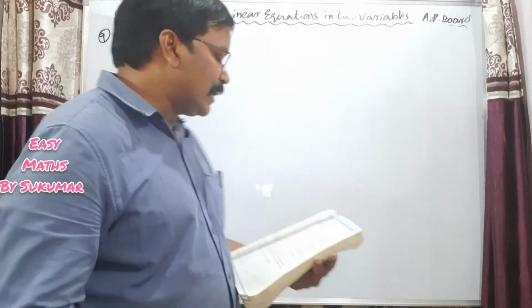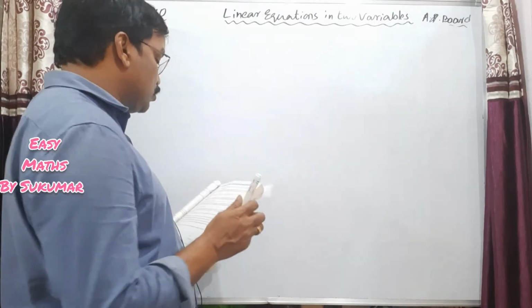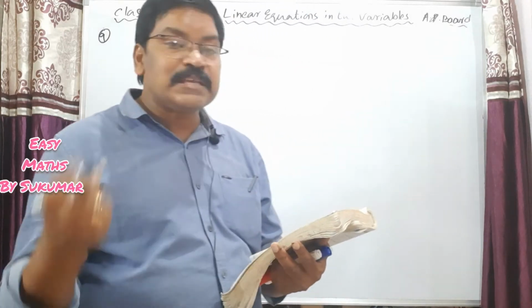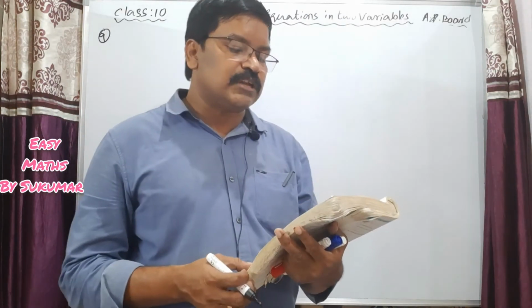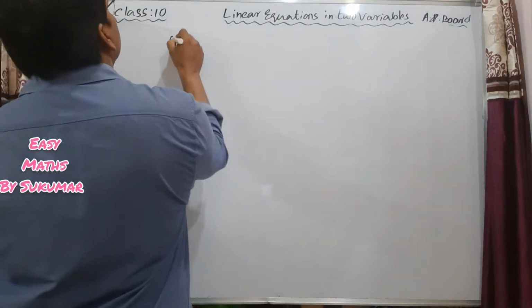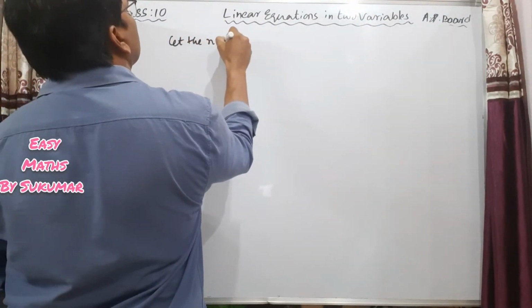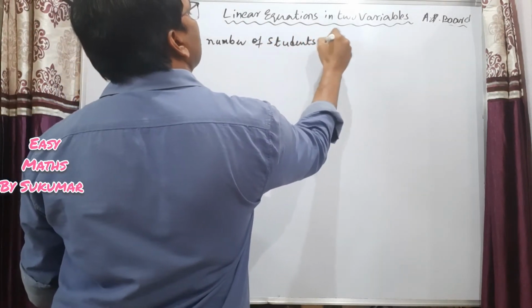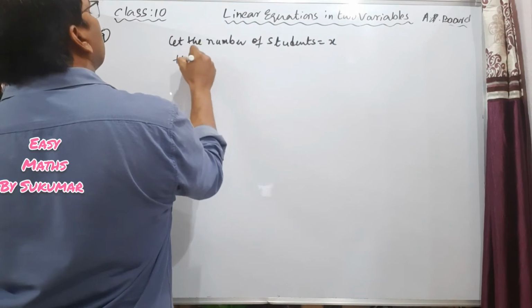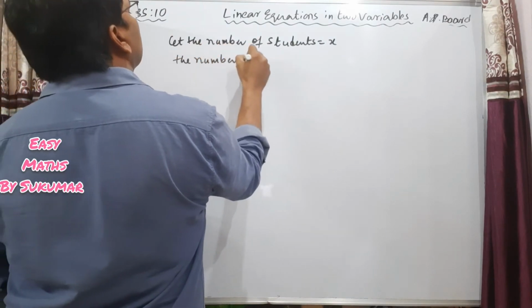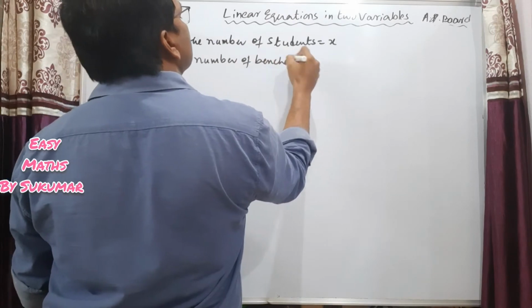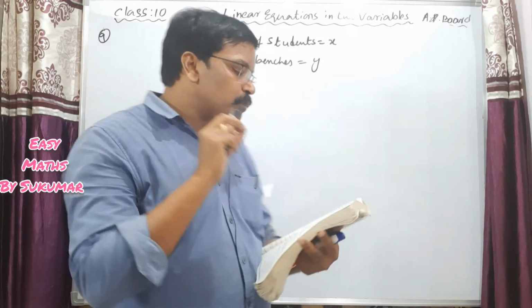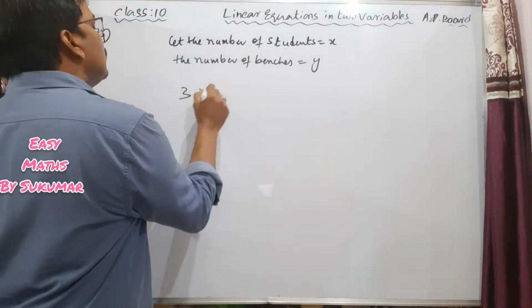Okay, please look here. In class 10, if 3 students sit on each bench, 1 student will be left. If 4 students sit on each bench, 1 bench will be left. Find the number of students and the number of benches in that class. Okay, let me write. Let the number of students is equals to x and the number of benches in a class is equals to y. Okay. See, in the first case, what if 3 students sit on each bench? That means 3 into x.